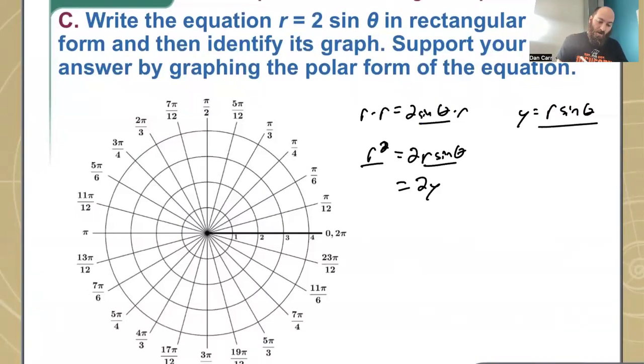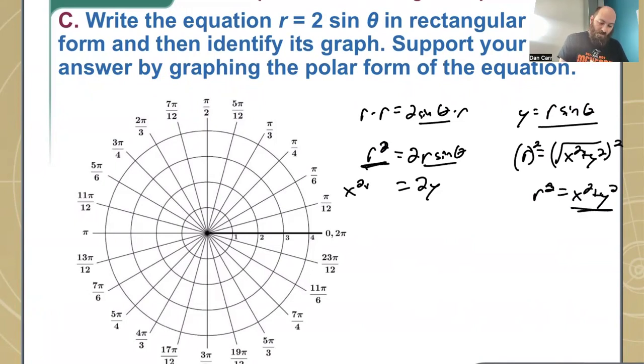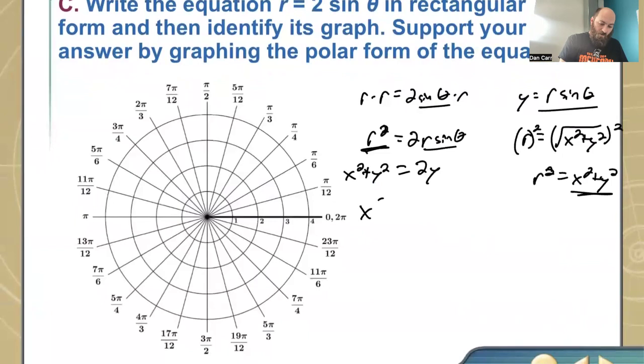But with r squared, remember, r is equal to the square root of x squared plus y squared, and if I square these, that means r squared is equal to x squared plus y squared. So I'm going to replace this r squared with x squared plus y squared. Now, normally we don't like writing our equations like this, so I'm going to do x squared plus y squared minus 2y. Notice how it's looking like it might be a circle here. So I'm going to do completing the square, so I'll do plus blank is equal to 0 plus blank.